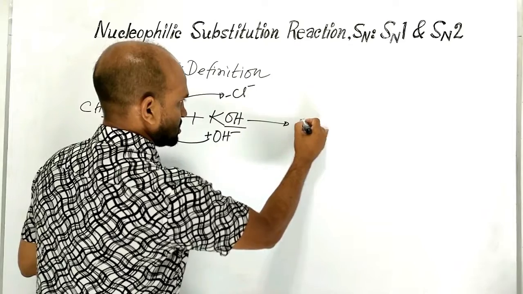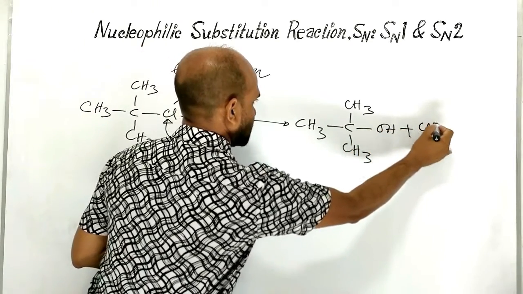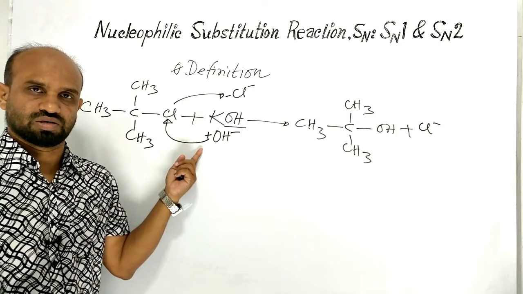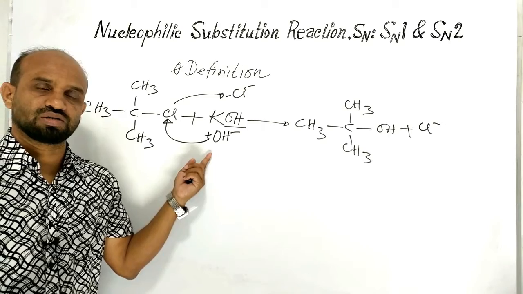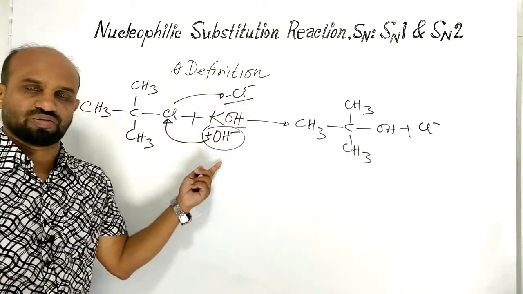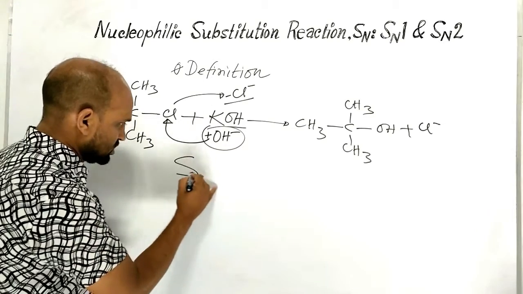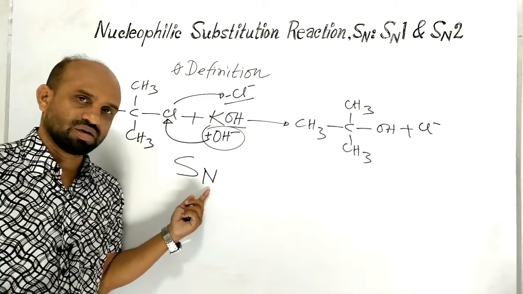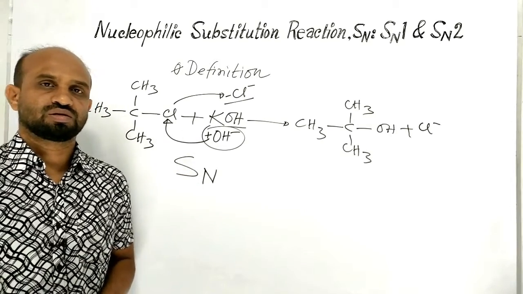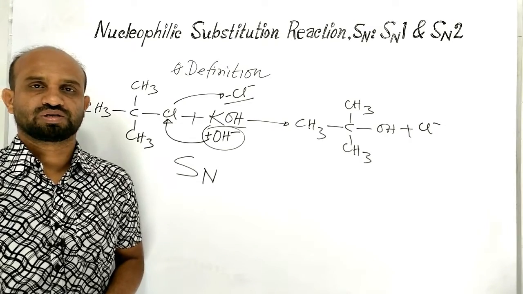Let's see what the product is. CH3, CH3, CH3OH plus chloride ion. Now let's see the definition of nucleophilic substitution reaction. When the substitution reaction is done by a nucleophile, with addition of nucleophile and removal of nucleophile, then this reaction is called nucleophilic substitution reaction and it is denoted by SN. Here N is a kind of subscript, for nucleophilic substitution. So the reaction that is completed through substitution by a nucleophile is known as nucleophilic substitution reaction.